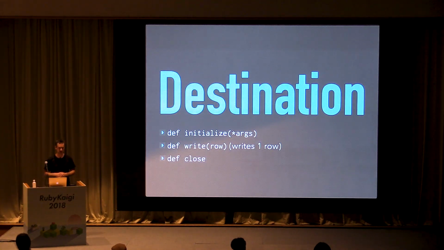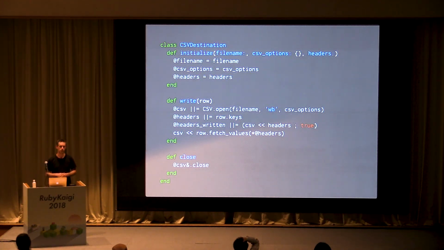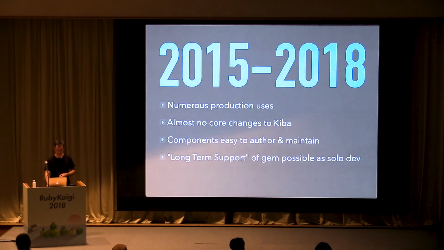And similarly, for the destination, you have the constructor, a write method, where you get 1 row and you do the job, and a close method, so you can maybe close the resources. Here is an example of a destination, so as well, it's quite short and sweet and easy to maintain and test. It's a plain old Ruby object again.